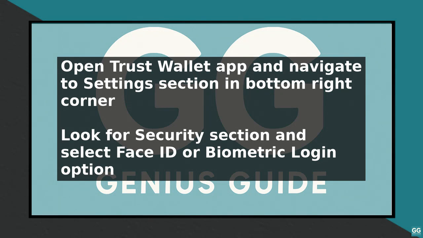To customize Trust Wallet Face ID login, start by opening the Trust Wallet app on your device. If you have not already enabled Face ID, navigate to the Settings section, usually found in the bottom right corner of the screen. In the Settings menu, look for the Security section and select it.